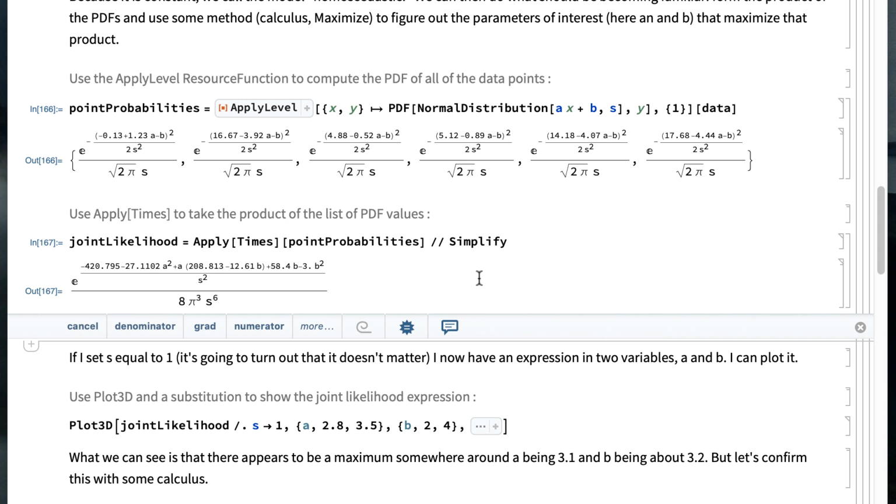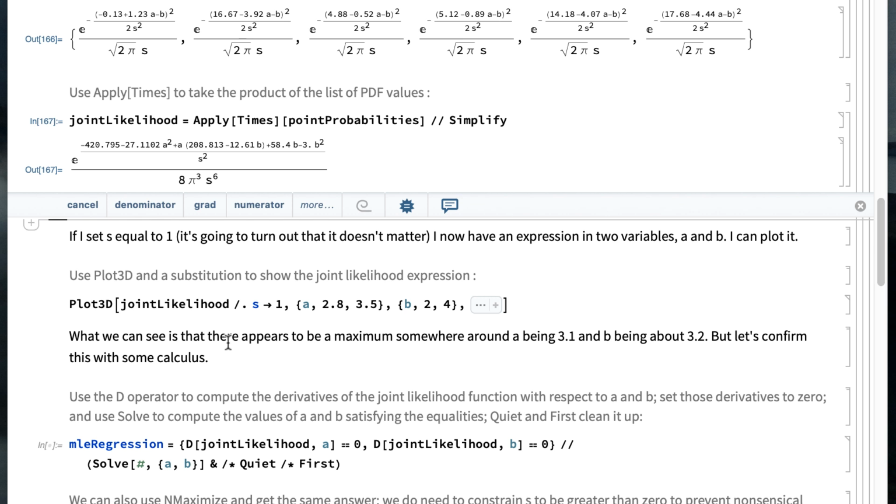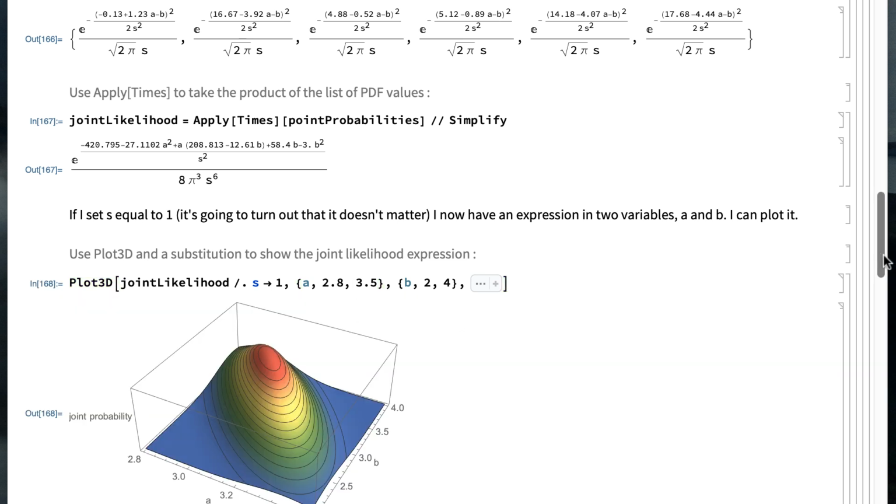And here we are. We have some rather ugly looking thing in A and B. And now I'm just going to set S equal to 1. It's going to turn out that it doesn't matter very much. And what I'm going to do is make a plot of this joint likelihood expression. I'm going to make a 3D plot as A goes from 2.8 to 3.5 and B goes from 2 to 4, and there's some cosmetics here that I've iconized away. All right, and there we go.